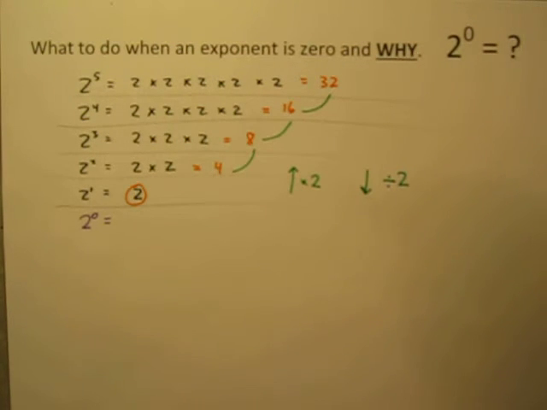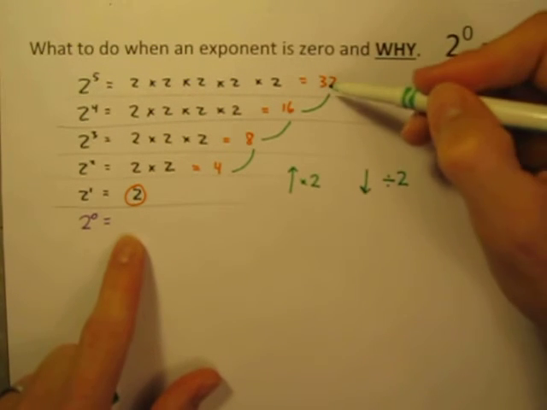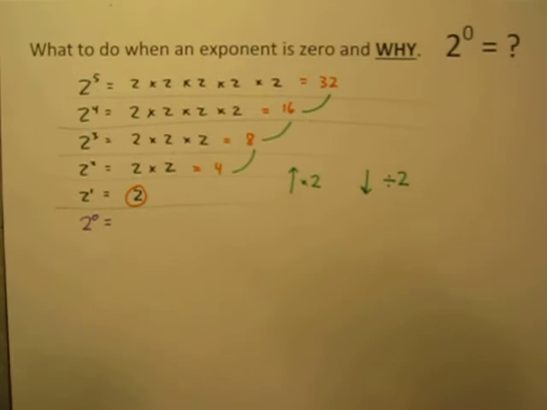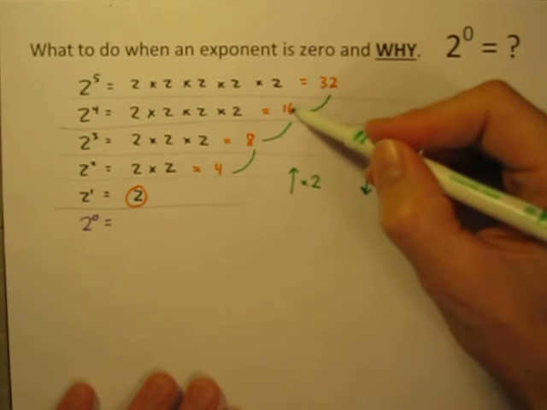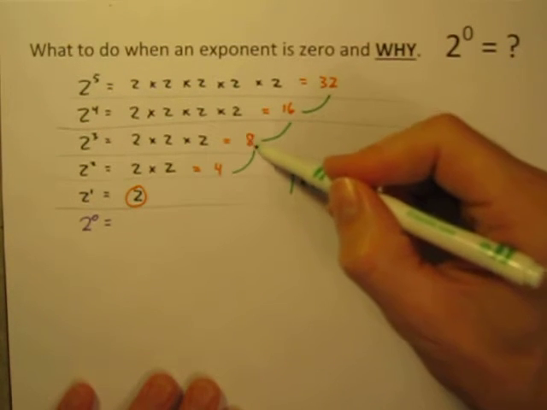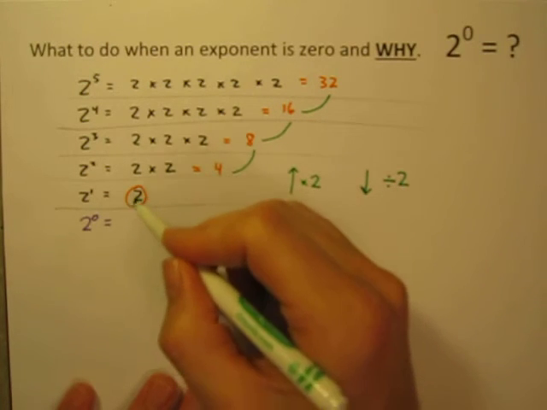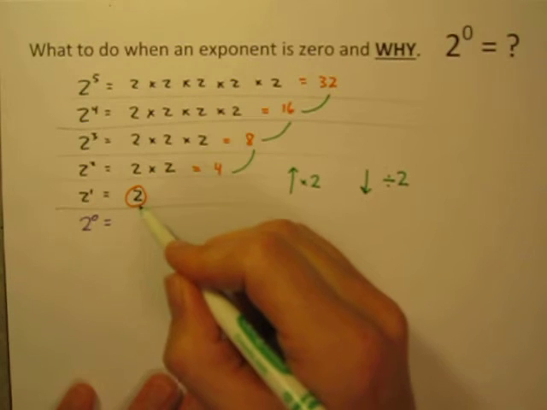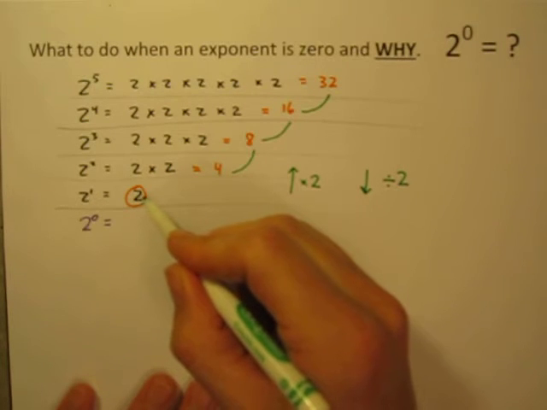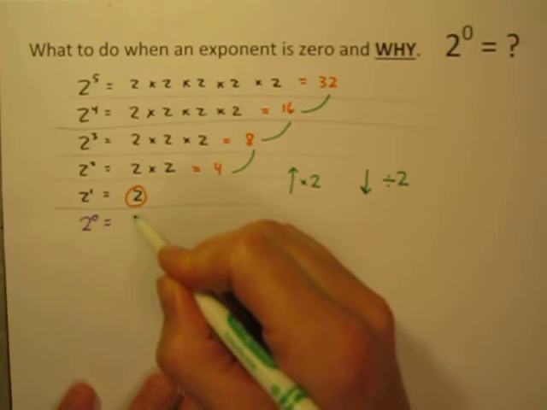So let's keep that going all the way down to here. 32 divided by 2 is 16. 16 divided by 2 is 8. 8 divided by 2 is 4. 4 divided by 2 is 2. And finally, the answer we've been waiting for, 2 divided by 2 is 1.